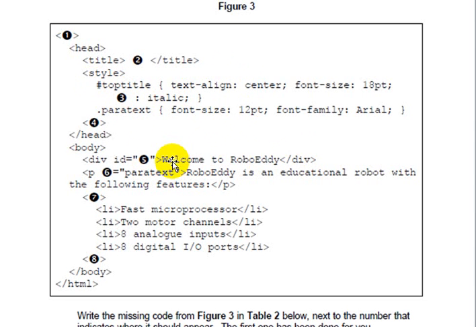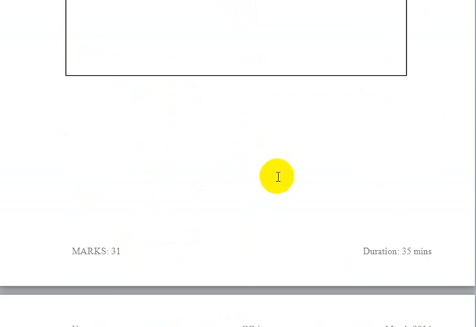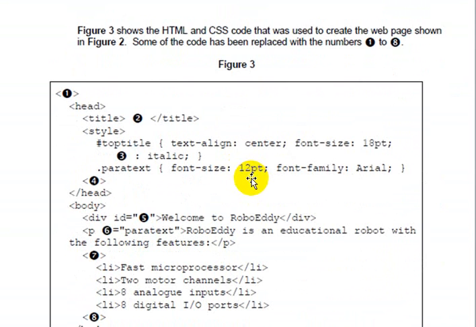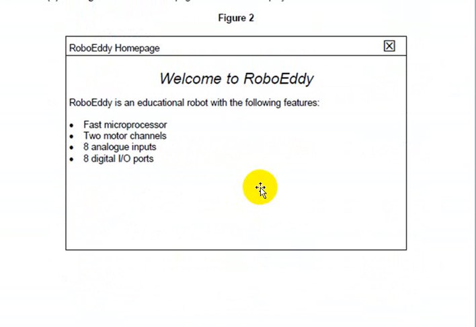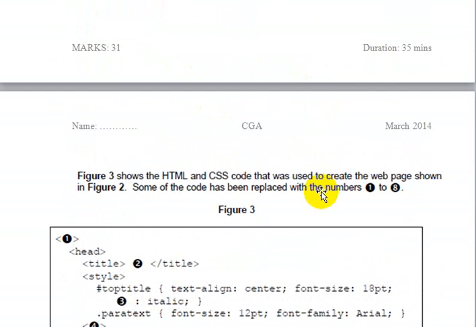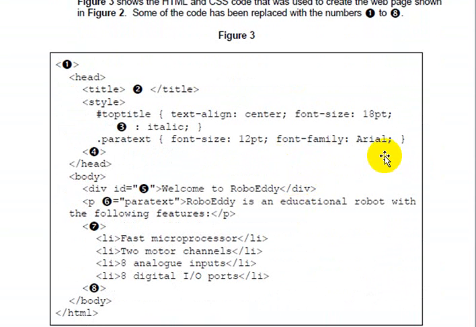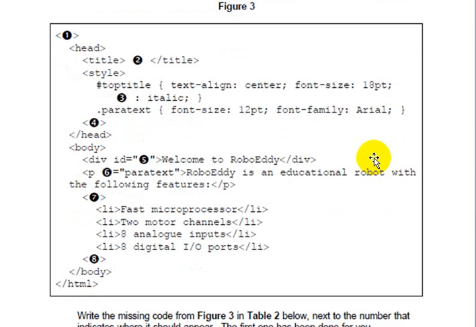All of that has an impact on this text. Welcome to Robo Eddie. And you can see it's been center aligned, and it's got 12 points as a font. Big for a website, that's why it looks big. So all of these things should help you figure it all out. Font family Arial. And is there anything else? Have we missed anything else?